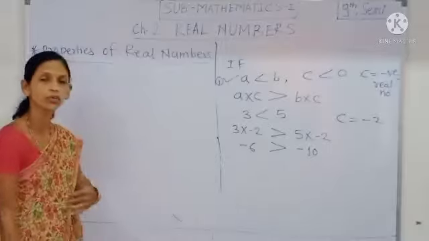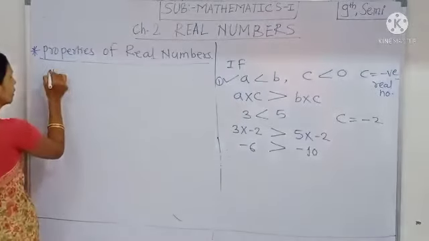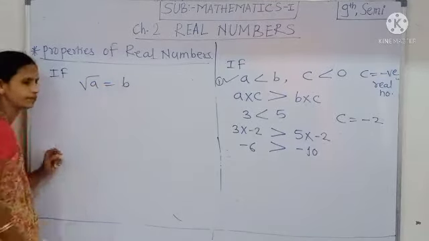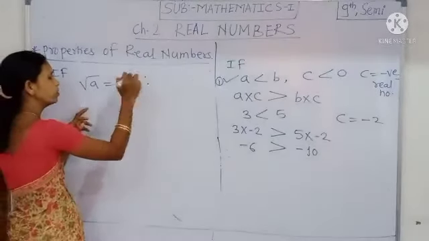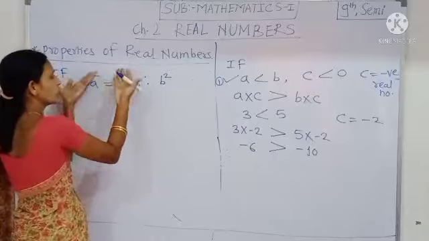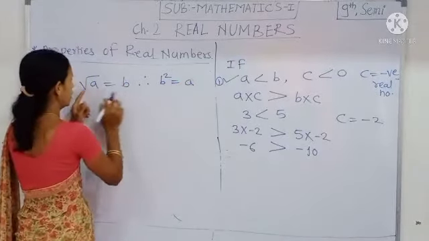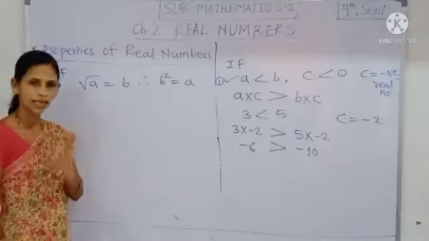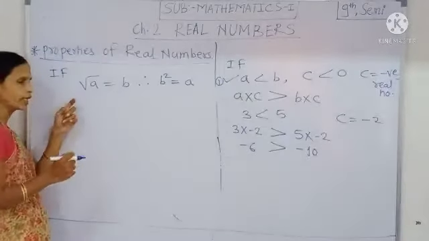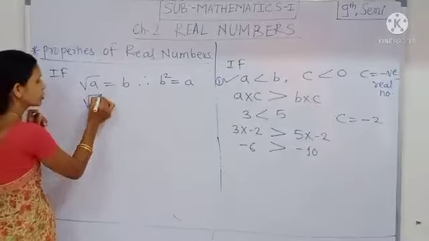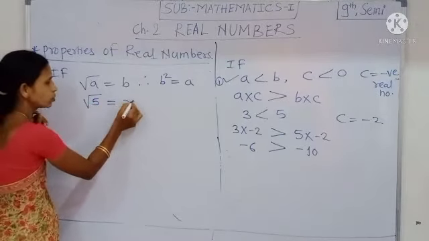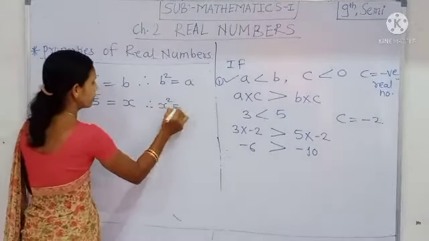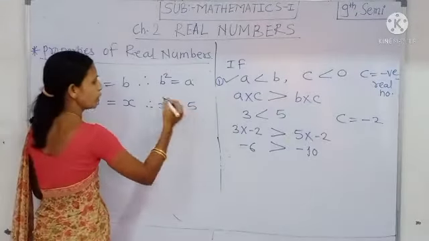One more concept I am going to discuss with you: see here, if square root of a is equal to b, that means here we can convert it into b square, taking squares on both sides. B square is equal to a, that means square of root a is a and square of b is b square. Taking one example of it, square root of 5 is equal to x, and taking squares on both sides, therefore x square is equal to root 5 square, that means 5.